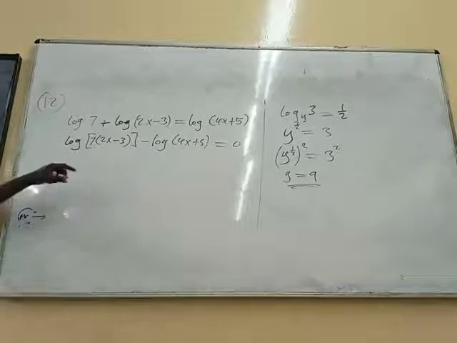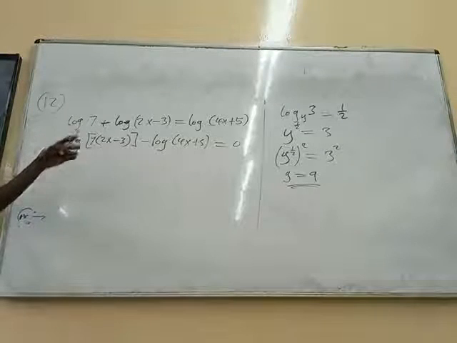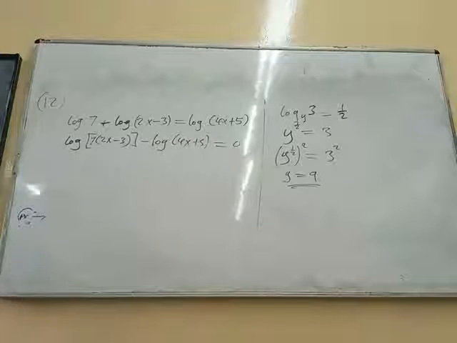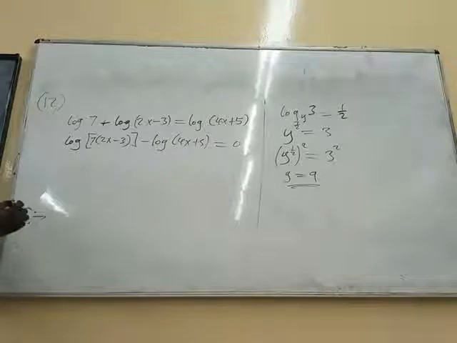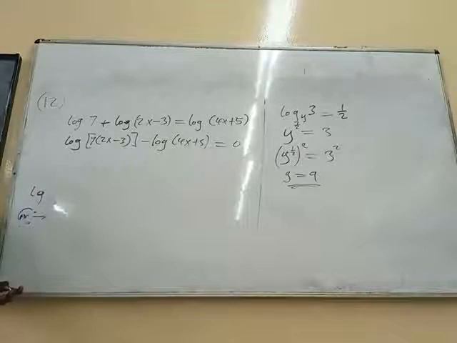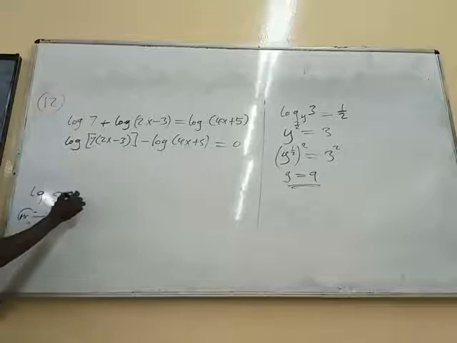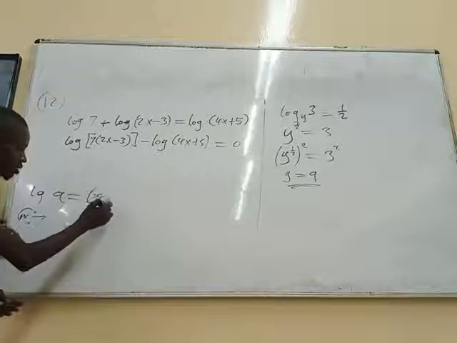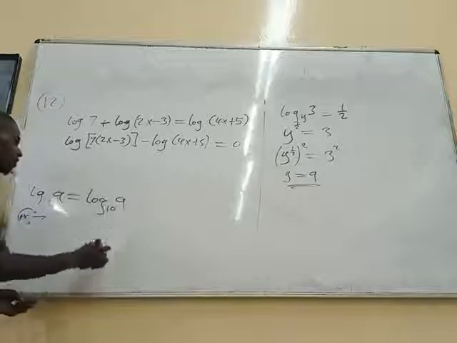Here, any log which does not have any base means that it has a base which is 10. If you have a log without any base, it means that it has a base which is just not shown. It's 10 there.